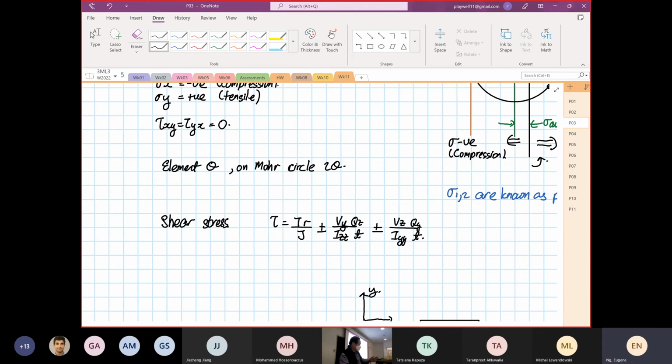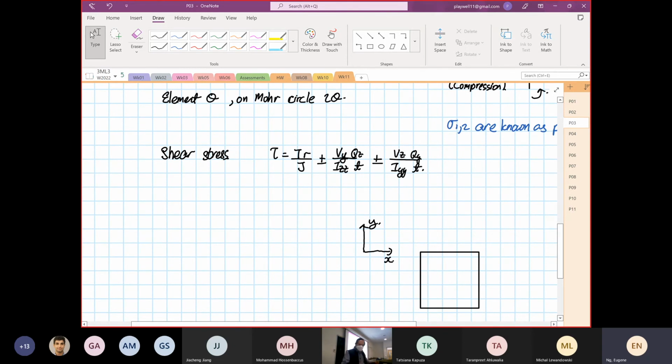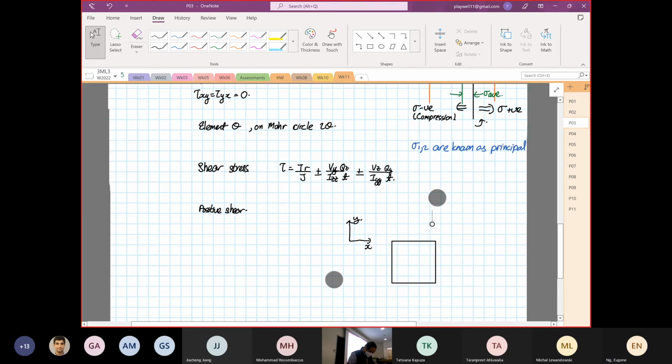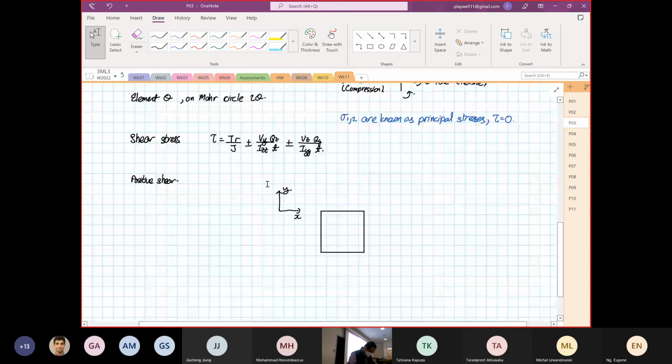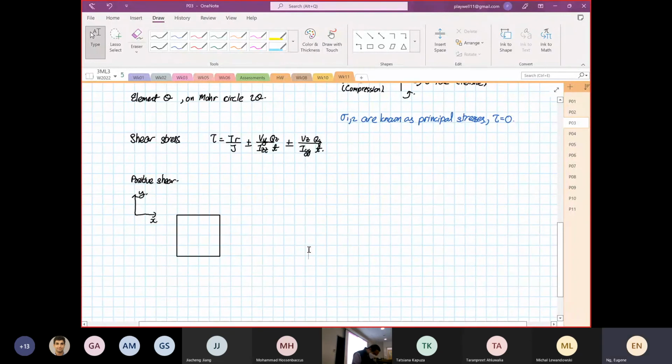Okay. Focus. Don't get distracted. Now let's look at shearing stress. So for shearing stress, we have positive shear and negative shear. Let me write down positive shear first. I'm going to use this diagram. Positive shear looks like this.